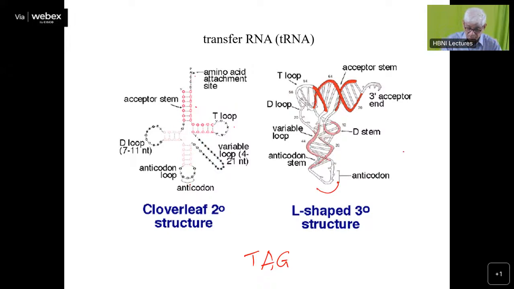Suppose this is the sequence of the mRNA. Then the corresponding anticodon will be A, T, and C. So this will be present on the transfer RNA, because then only it can go and pair. It will pair with this, and this. The pair formation will happen here. And then the mRNA slides in the ribosome.